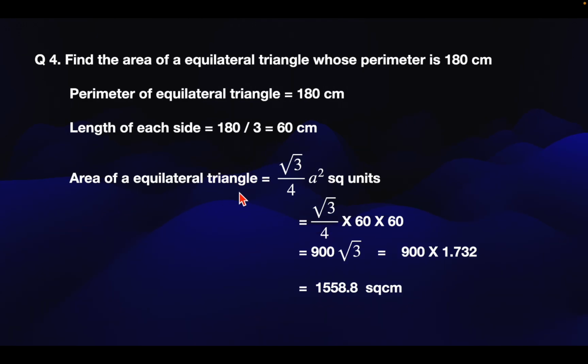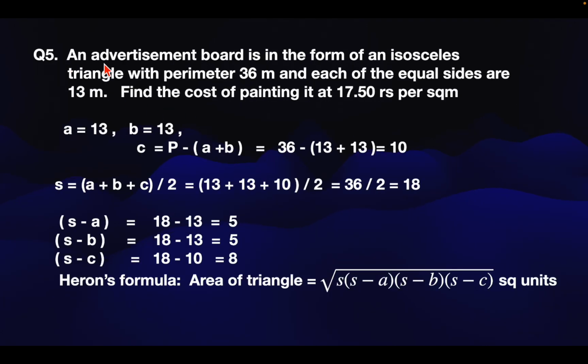Okay. So now the area of the equilateral triangle is root 3 upon 4 into a square. That is 60 square. Substitute here, simplify it. Root 3 will be 1.732. Memorize this value of root 3 and then you multiply it. You get the value 1558.8 square centimeter is the area of the equilateral triangle. Question 5. An advertisement board is in the form of an isosceles triangle with perimeter 36 meter and each of the equal sides are 13 meter.